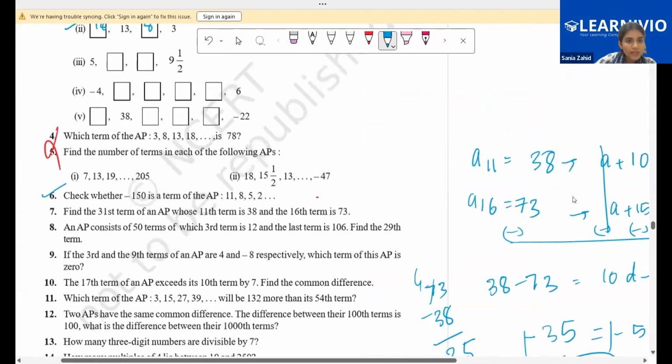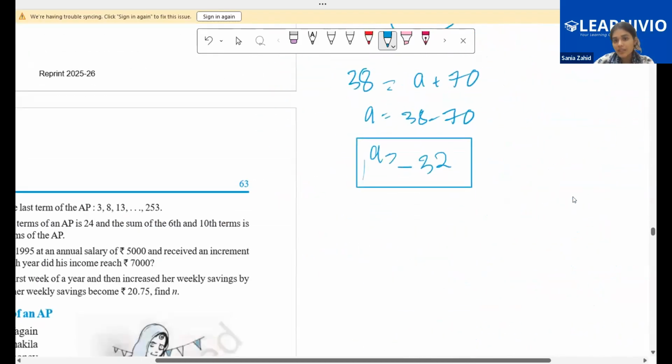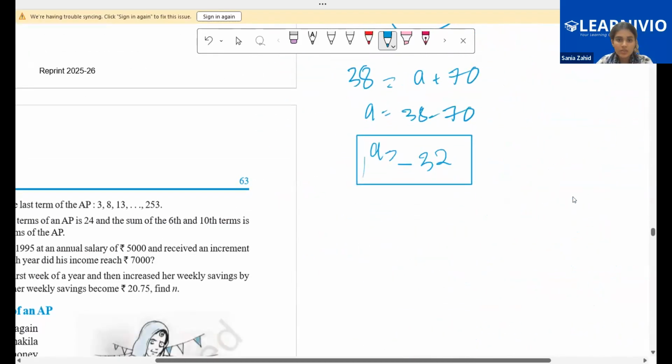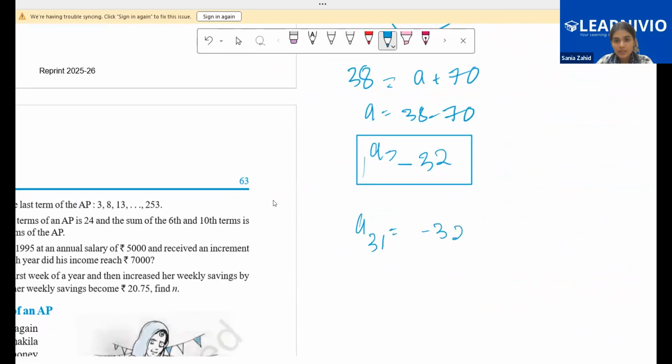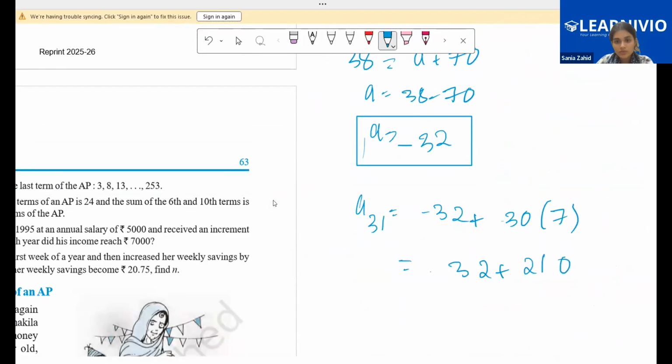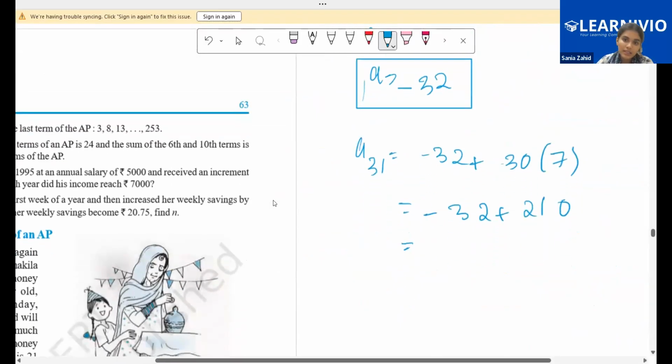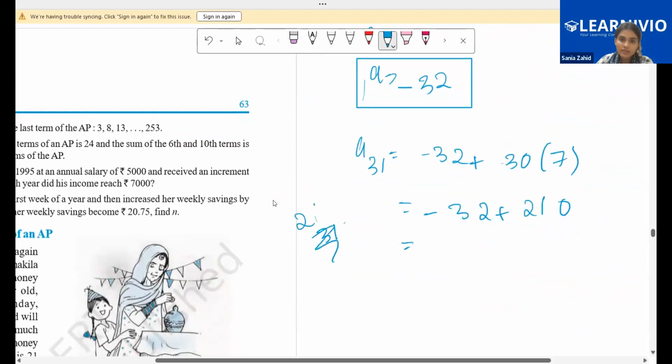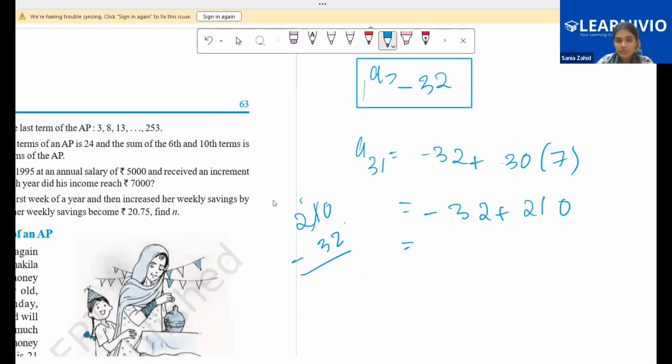And then what do you get? What was the question? Which term? Find the 31st term. So you have A, you have D, you can find the 31st term. So A31 is equal to A plus n minus 1 into D. So 30 into D. What was D? 7. So minus 32 plus 210. 210 minus 32. 178 is the 31st term.